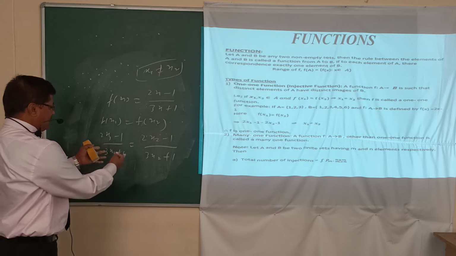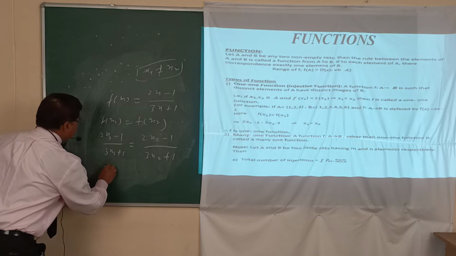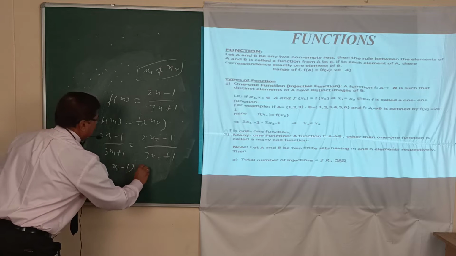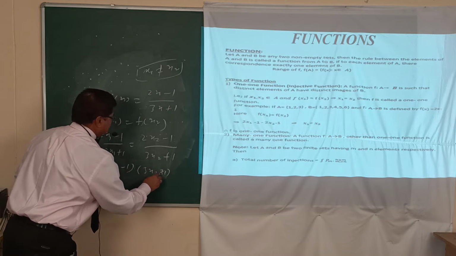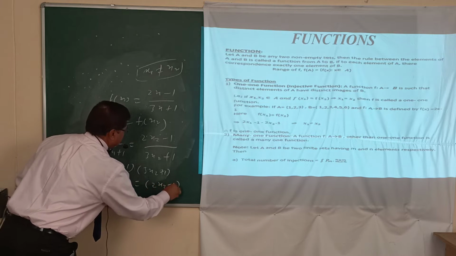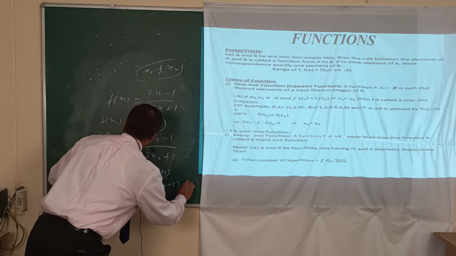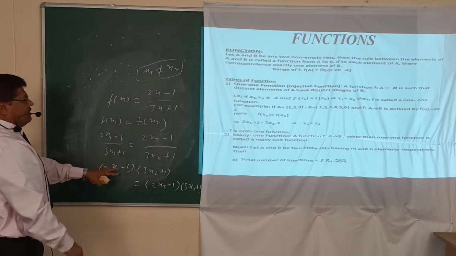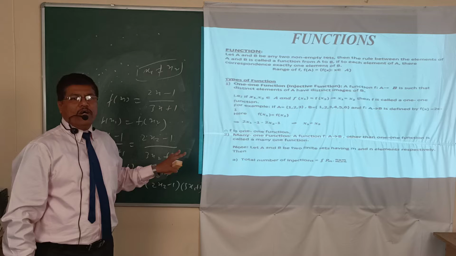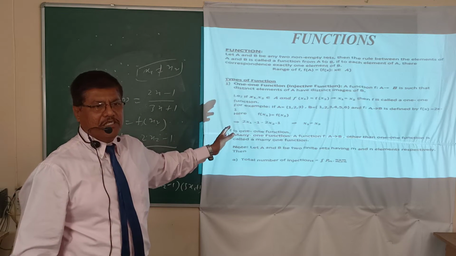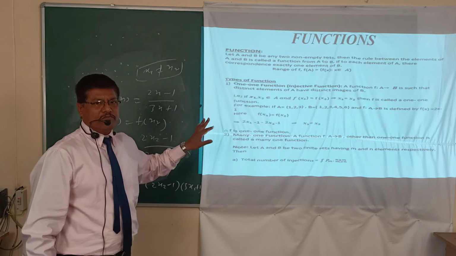And you know how to solve this? Cross multiply: 2x1 minus 1 and here it is 3x2 plus 1. Similarly, this one cross multiply: this is 2x2 minus 1 and this is your 3x1 plus 1. Then open the brackets and check whether x1 equals x2 or not. So this is the way you can identify whether the given function is one-one or not.